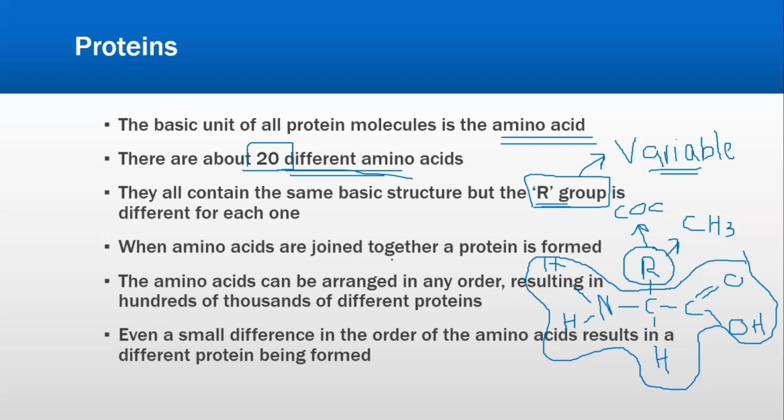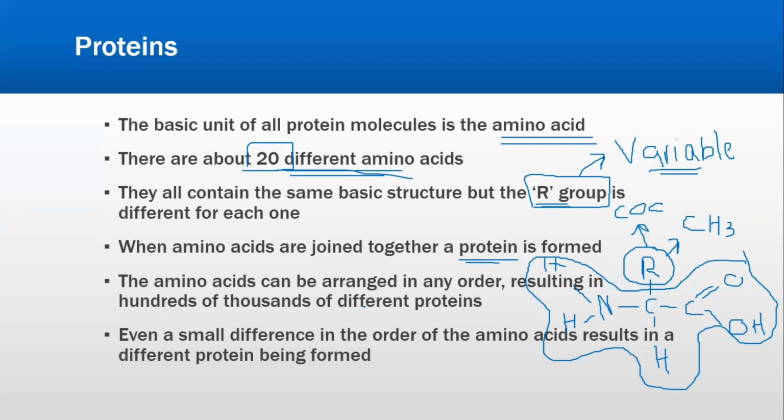So when amino acids are joined together, a protein is formed. हम इसको polypeptide chain भी कहते हैं. When amino acids join together, we will be doing this in translation part. Translation में क्या होता है? Different amino acids form bonds. When they form bonds, they form a chain on the ribosome. That chain is basically known as a polypeptide chain because वो जो polypeptide है ना, peptide bonds form होते हैं. And when a lot of peptide bonds are formed, we call that a polypeptide.